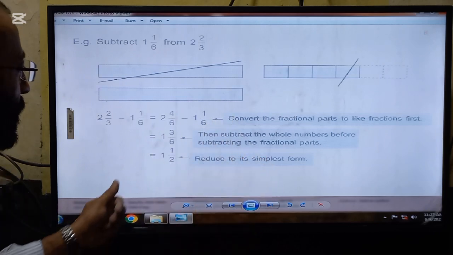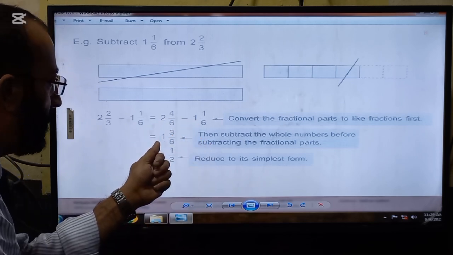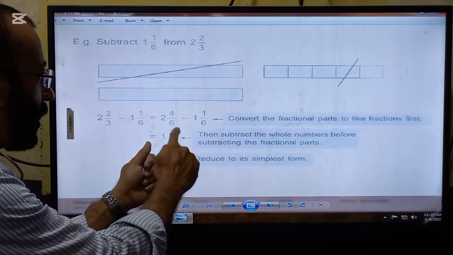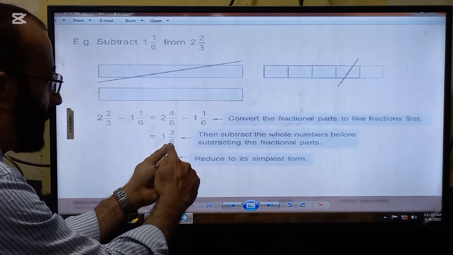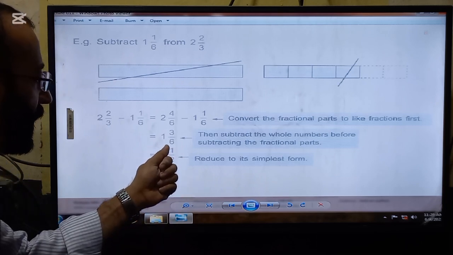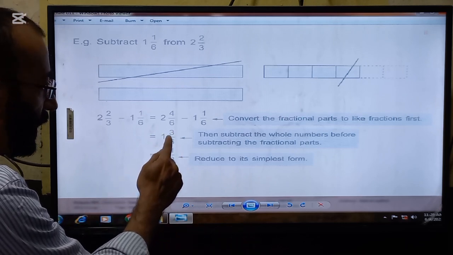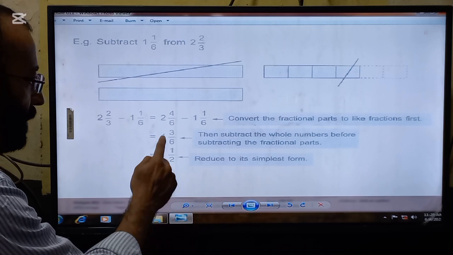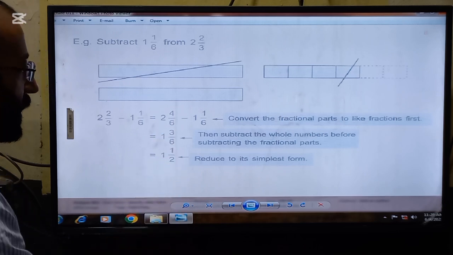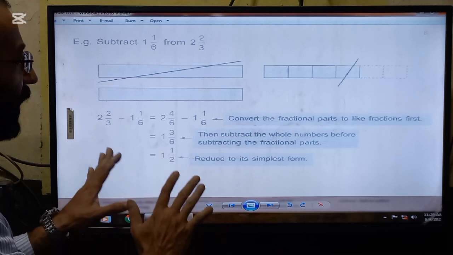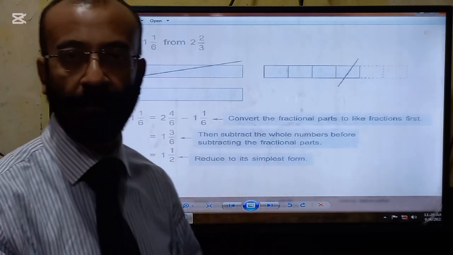Now the whole numbers are subtracted first: 2 minus 1 is 1. Now the fraction parts are solved: 4 minus 1 is 3, and 6 stays as it is, because the fractional parts now have the same denominator. We can cancel them in the table of 3: 3 ones are 3 and 3 twos are 6. So 1 whole number 1 by 2 is the answer. This is the first method, converting unlike fractions into like fractions.